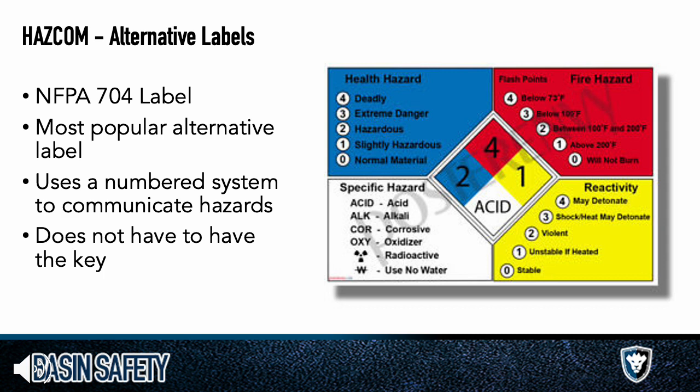So most of the time we see the diamond in the middle. This can be a little more confusing for people. It can be harder for people to use because you don't have the key, as you can see around there. I really don't think anybody, unless they do safety for a living, can tell you what a 4 for fire hazard on one of these labels is. That's why it can become difficult for regular employees to actually use these kinds of labels.